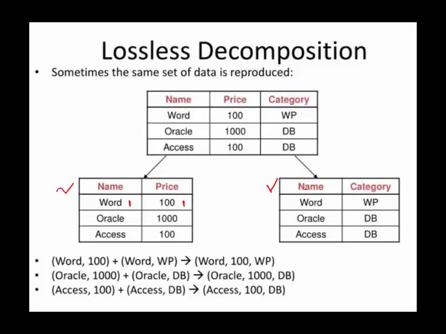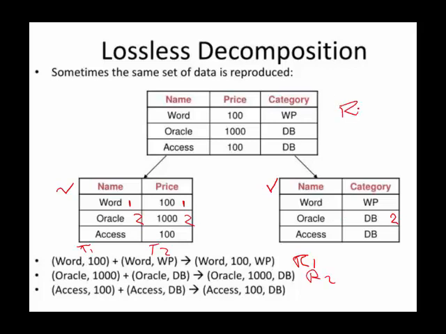If the name is the same word, then the category is WP. In the first table, table 1, we have Word and 100, plus Word is WP. In table 2, the result is Word, 100, and WP. That is row 1. In row 2, we have Oracle, 1000, and DB. This is for row 2.